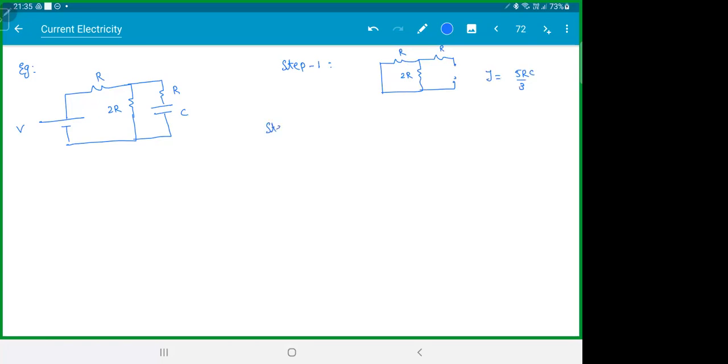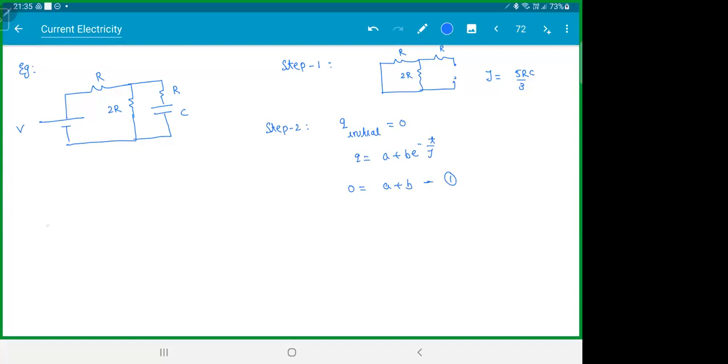Step 2. What is the initial charge? Q initial is 0. So in the formula, we can write Q is equal to A plus B e power minus t by tau. Q is 0, so A plus B is 0. This is your equation 1.